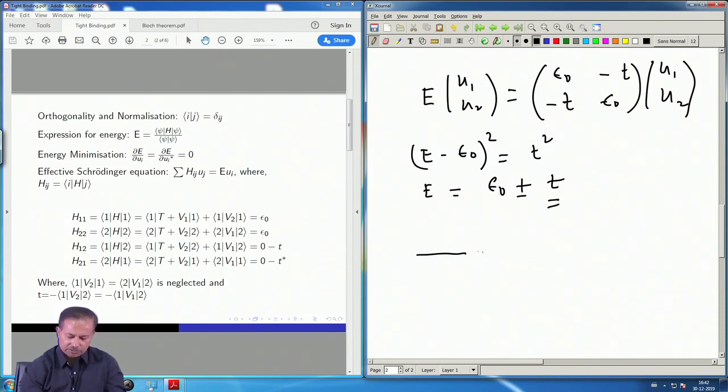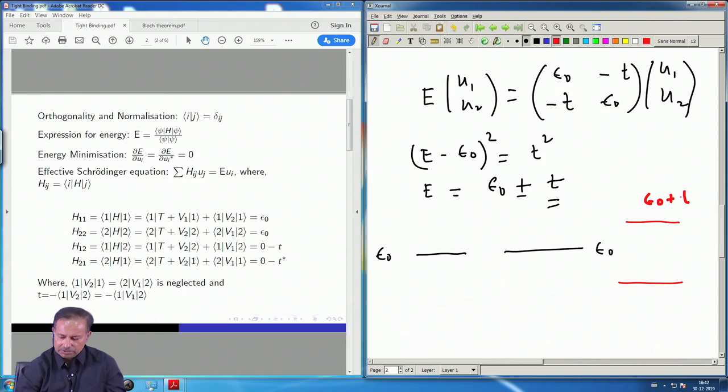So we started with 2 epsilon naughts which were degenerate, and we landed up with 2 eigenvalues, which are here and here. So these are my epsilon naught plus T and epsilon naught minus T. Now I have to put 2 electrons in the system. So these 2 electrons will now go here, and my gain in energy will be minus.